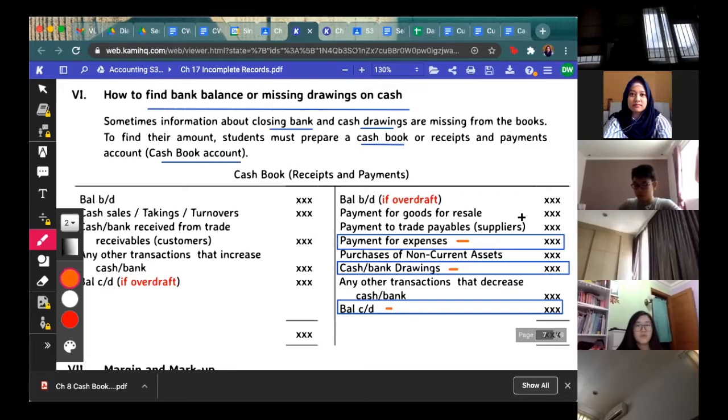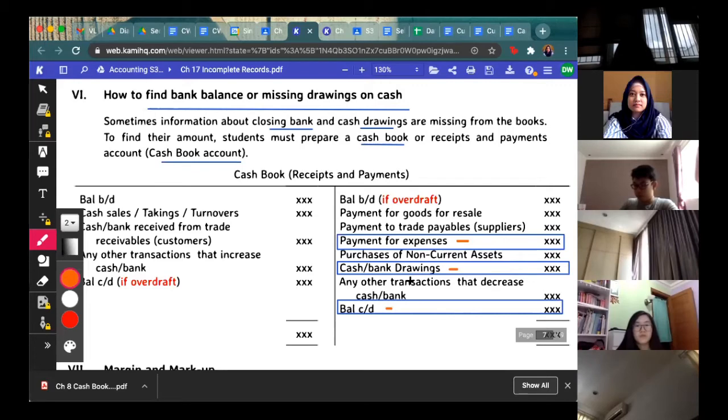If I ask you to prepare a cash book to find a missing expenses payment, it means you have to make this. And then when you see a difference in the debit and credit, you will see that the credit side is less than the debit. Why? Because expenses decrease the cash book, right? So that is why when you see a difference in the credit side, it's not for balance CD, but it is for expenses, because you are already given the balance CD information. There will always be a missing part here.